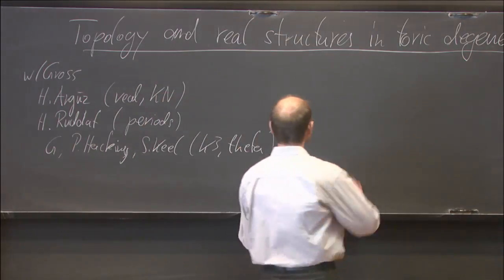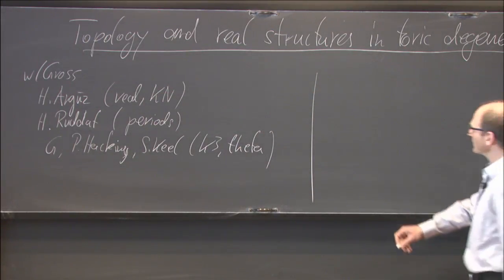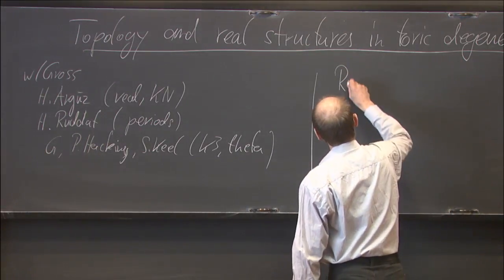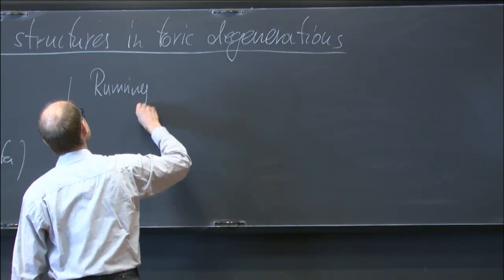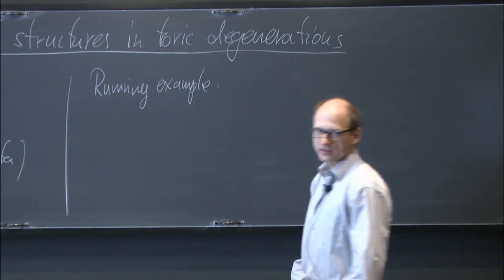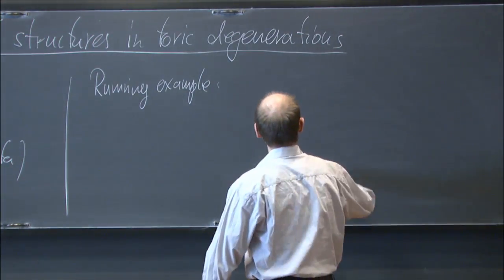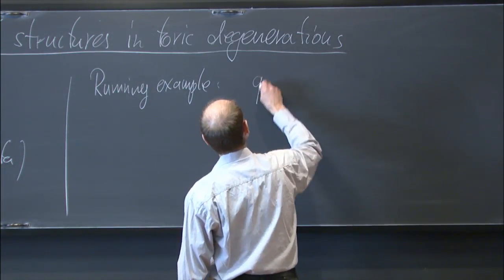So rather than giving you a boring introduction to the whole program, I essentially want to have one example where I think one can see especially well how things are working. And that's a good old quartic K3.